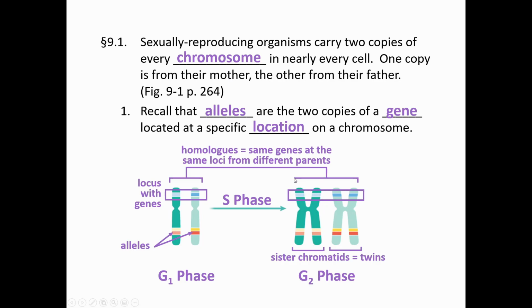The homologs, though, which would be like this dark green and this light gray green, they have the same type of information, but they're not 100% identical. So you'll want to know the difference between homologs and sister chromatids. If you're still struggling with that, definitely come to a live session and we can talk about it more. But otherwise, pay attention to the definitions of each because they're very similar, but they're not the same.